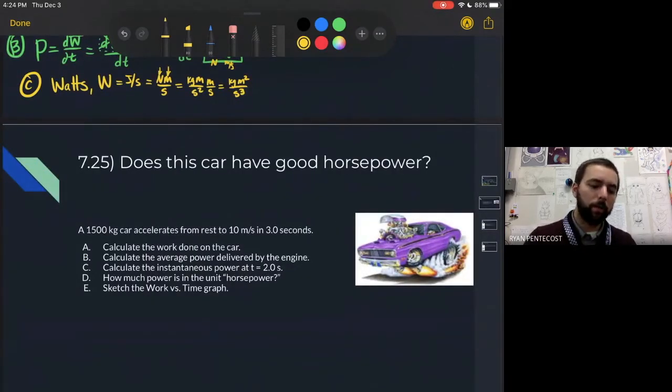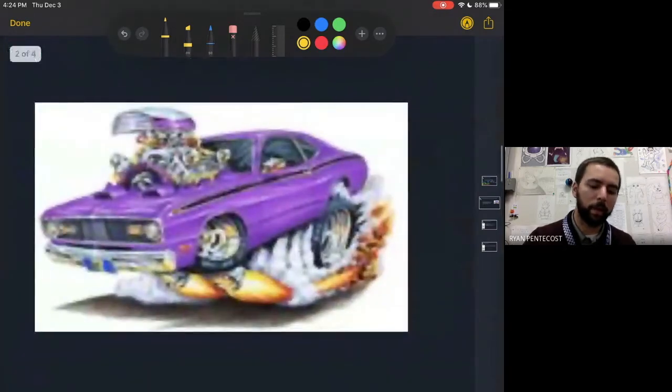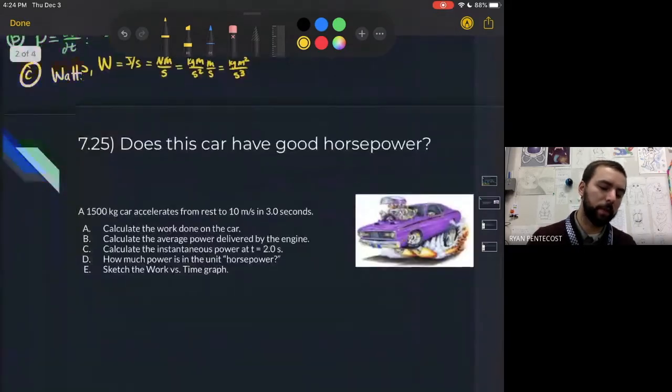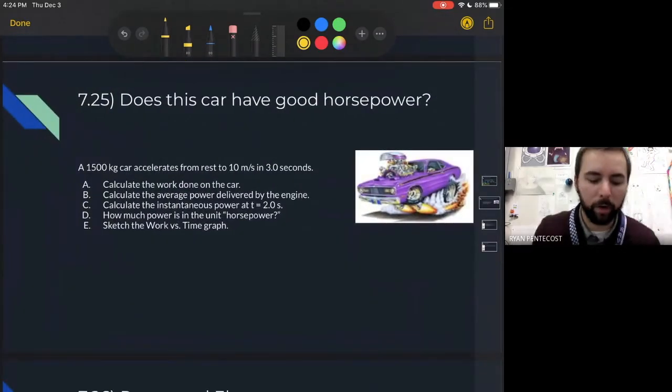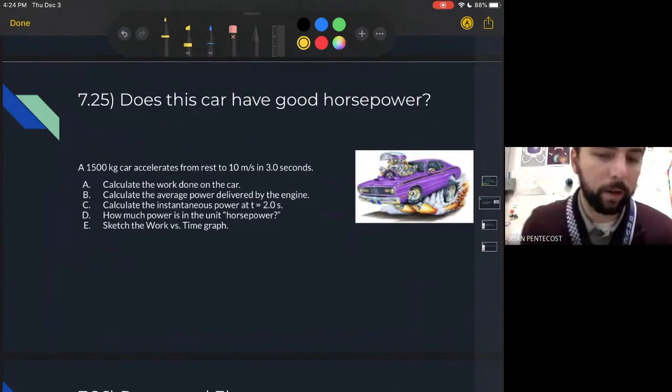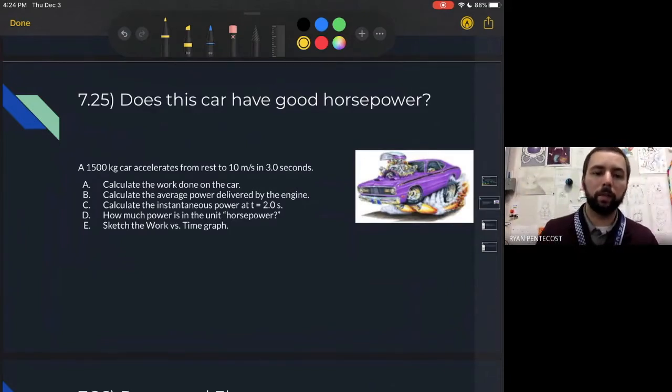Now, we've got a car. Does this car have good horsepower? That definitely looks like a car that has good horsepower, right? So let's see if it really does. We've got a 1,500 kilogram car accelerating from rest to 10 meters per second in 3.0 seconds. So first, we will calculate the work done on the car.